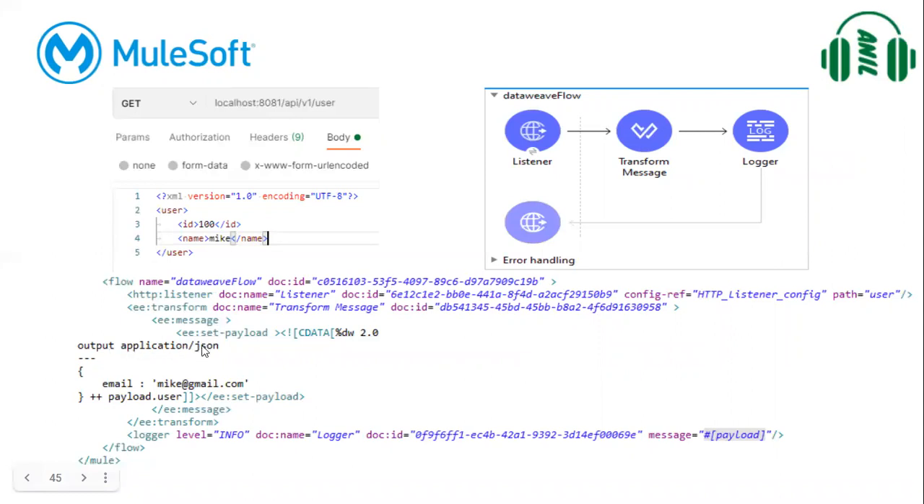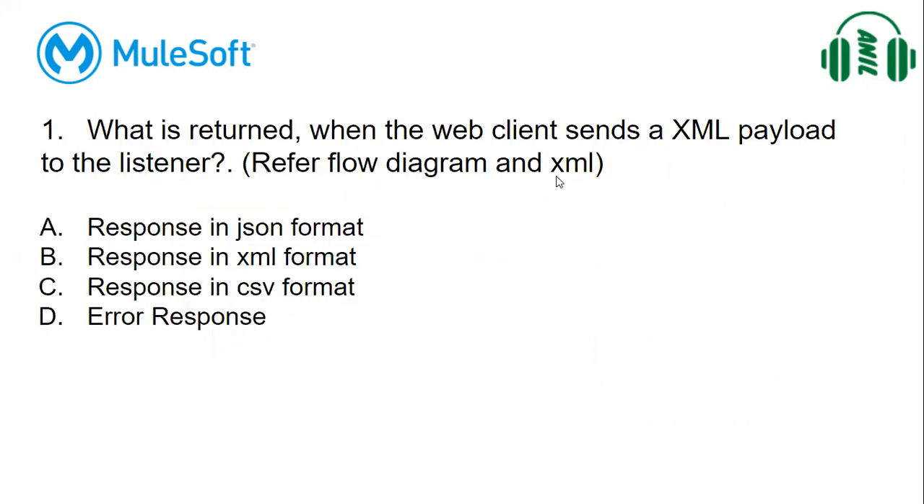So application/JSON, email mike@gmail.com, plus payload.user, means here we are adding this XML data to this JSON and then we have a logger. So what is returned to the web client? Will this be a JSON format data or XML format data or CSV format data, or you will see any error?